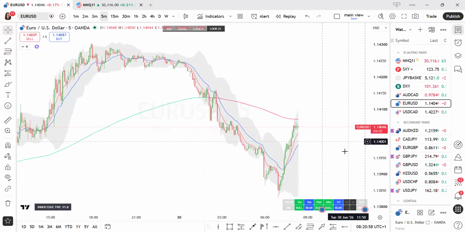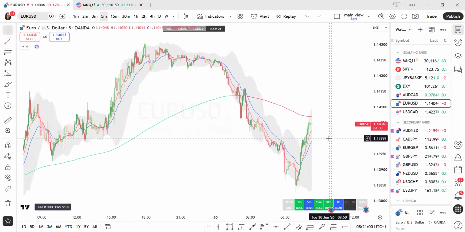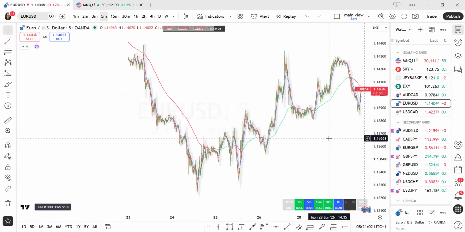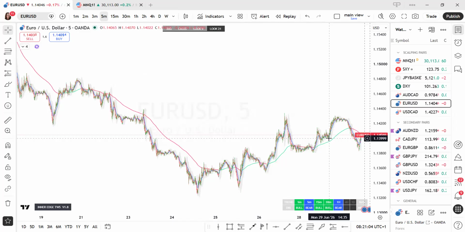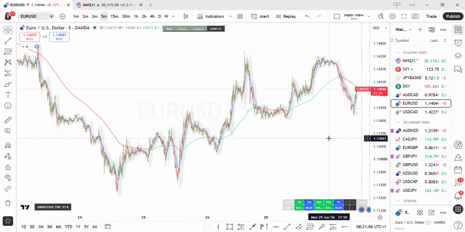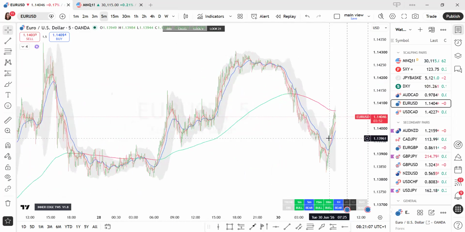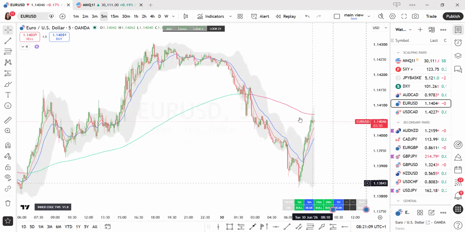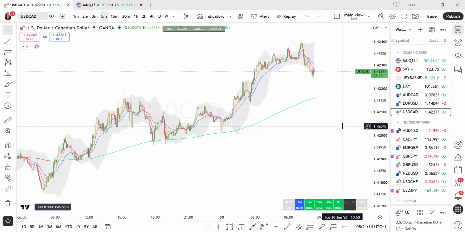that today. Euro USD. Again, it's out of whack. It's not quite sure if it's going bullish or bearish. Looks like it's having a push. So again, I'm going to come back to this one, set an alarm later.